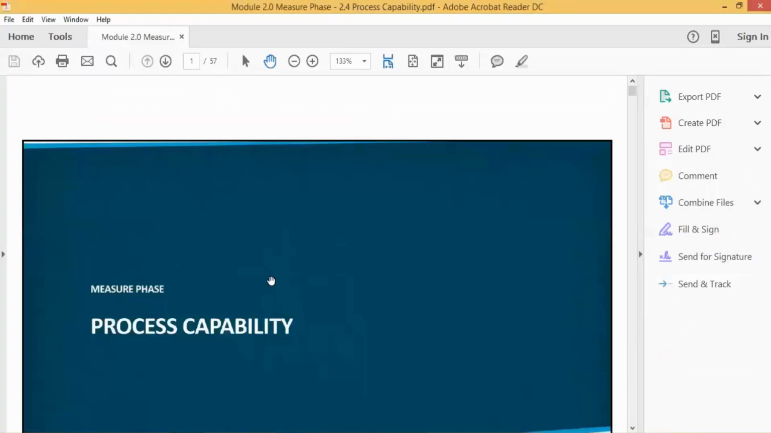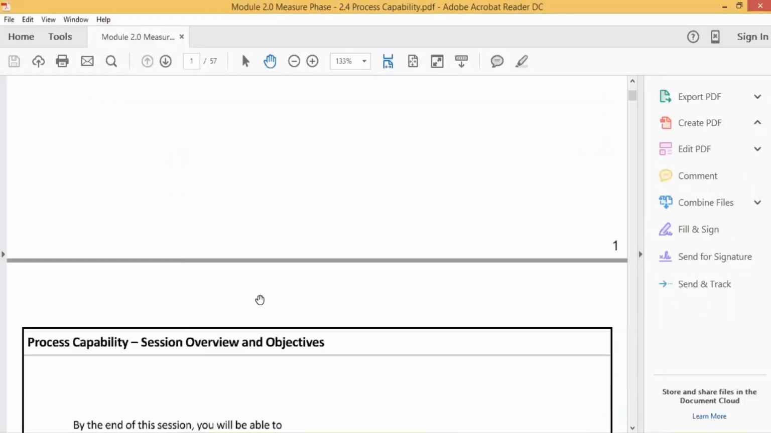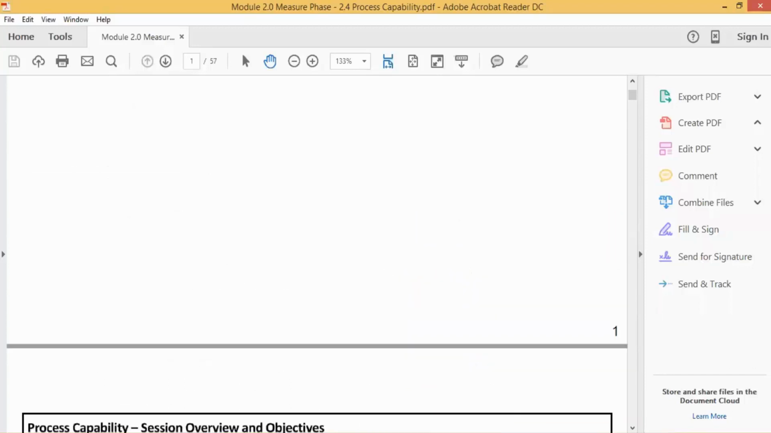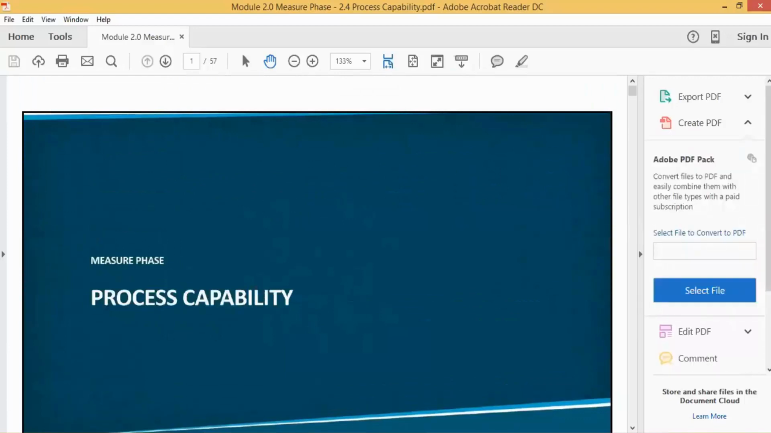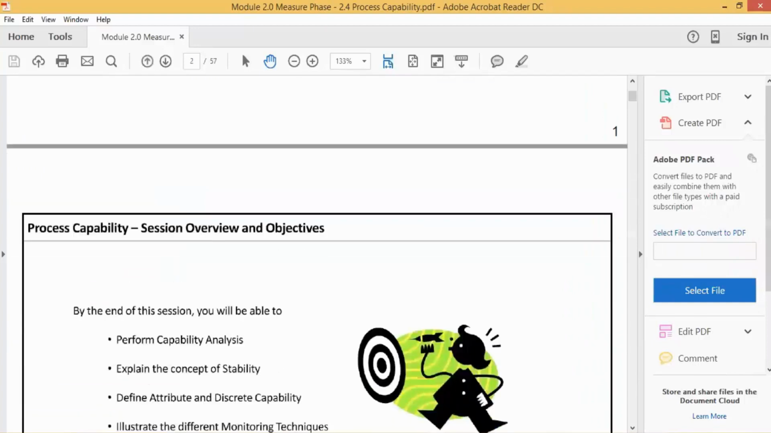Okay, sir. Process capability. This is very important. What is process capability? By the end of the session, you will be able to perform capability analysis, explain the concept of capability, define attribute and discrete capability, and illustrate the different monitoring techniques. Okay.